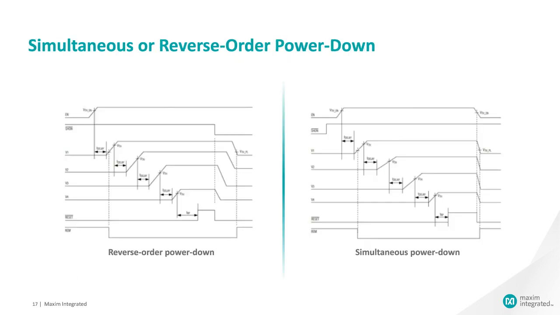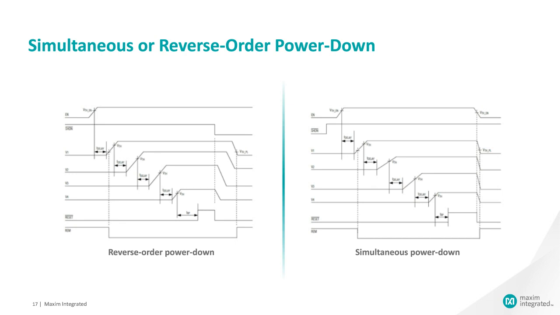This is the timing diagram of a typical sequencer. Basically, there are two major sequencers. The first type has the order of powering up sequence and also has the reverse order for powering down. The second type of sequencer only has the power-up sequence, but doesn't have the power-down sequence.